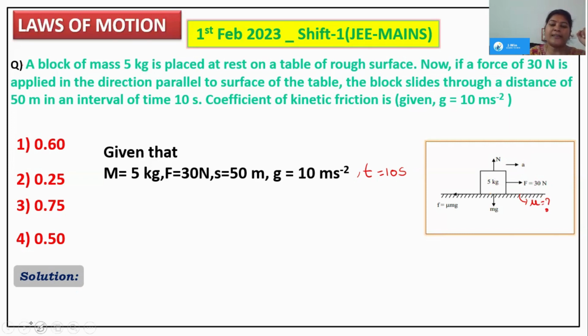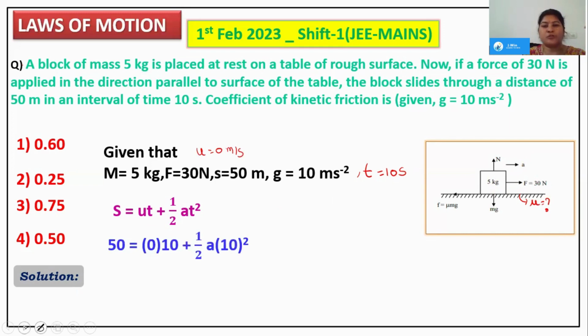To calculate that acceleration, we use the formula S equal to ut plus half at square. Why? Because distance is there. It starts at rest, at rest means initial velocity is 0 meter per second. Time is 10 seconds, distance traveled is 50 meters. So the kinematic equation which relates these is S equal to ut plus half at square.